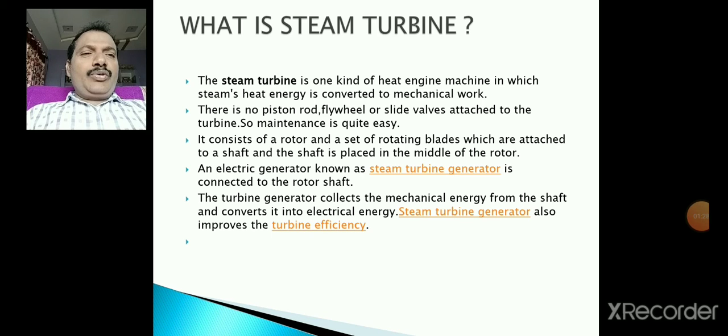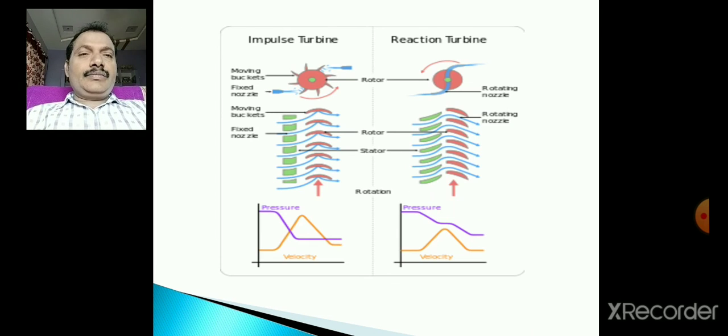As the turbine rotates, the shaft also rotates. Hence, the turbine generator also rotates so that the power is produced. Here there are two types of turbines: impulse turbine and reaction turbine. Observe here the physical construction. If you observe, the impulse turbine and the reaction turbine both have a rotor.